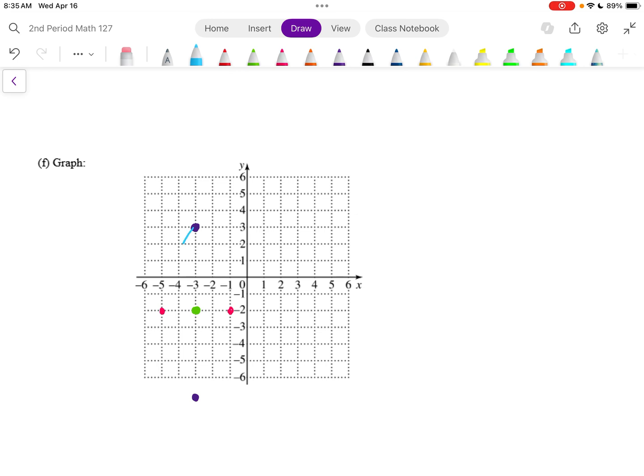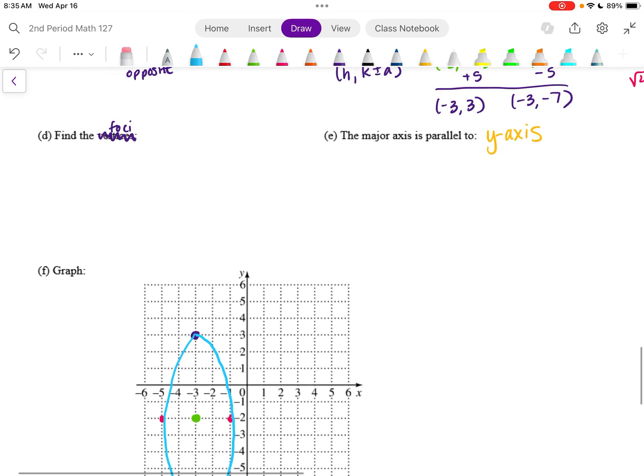Hopefully you can see now how that helps you draw your ellipse a little bit better. Again, you don't have to do those co-vertices. I don't know that it's ever going to ask you, like in your homework or on a test, but I feel like it really helps you draw that ellipse a little bit better.